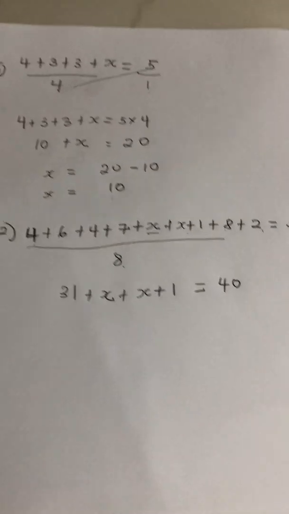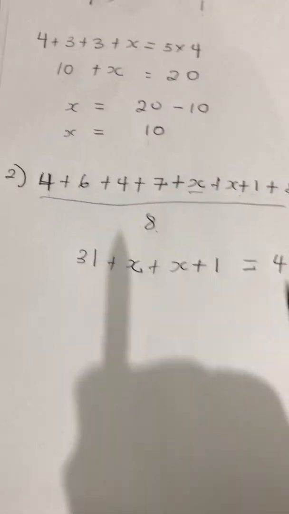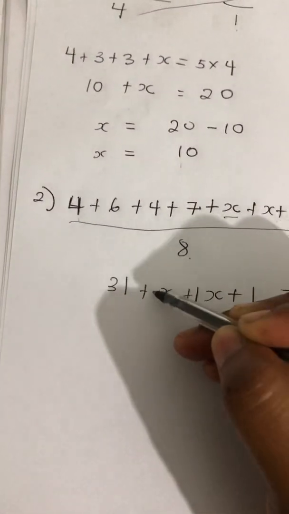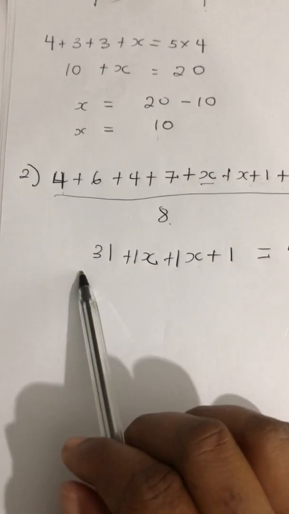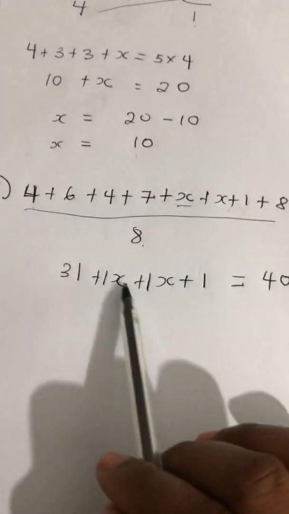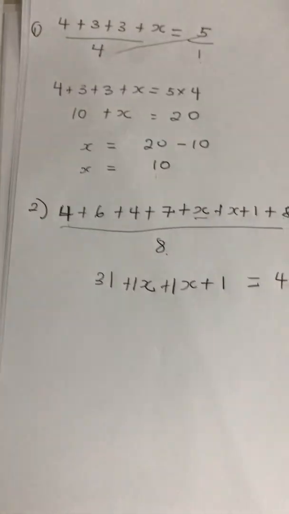Okay. Now, what have we learned here? We have learned that we can add x plus x, because any time a variable is standing on its own, there is an invisible coefficient of 1. So we can add x plus x. But this 31 and this 1, they will move to the 40, because we cannot add x to 1 and 31. It doesn't work that way.